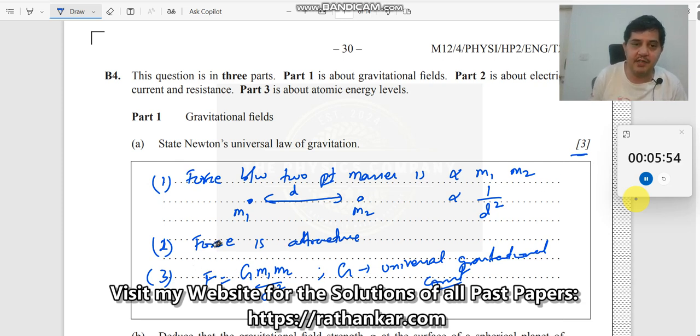Okay, don't just mention F equal to m1 m2 by d square. You will not get the mark over there. Okay, you need to mention this very clearly, because even though the command term is state, you are still getting 3 marks, that's what you are expected to do.